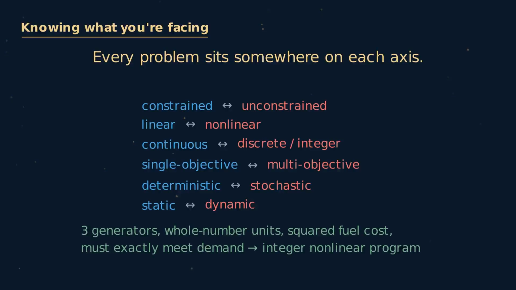Take committing 3 generators, whole number units, cost that grows with the square of output, demand that must be met exactly. That's a constrained, integer, nonlinear program, genuinely hard.